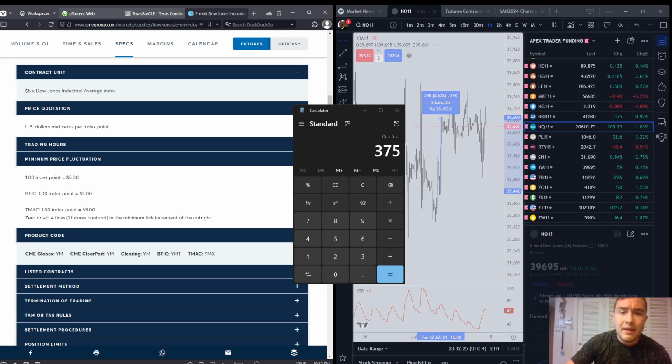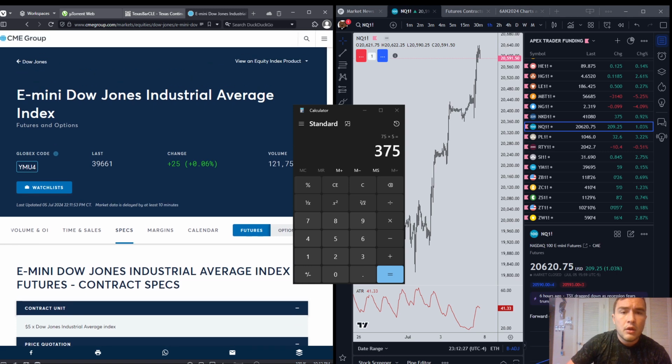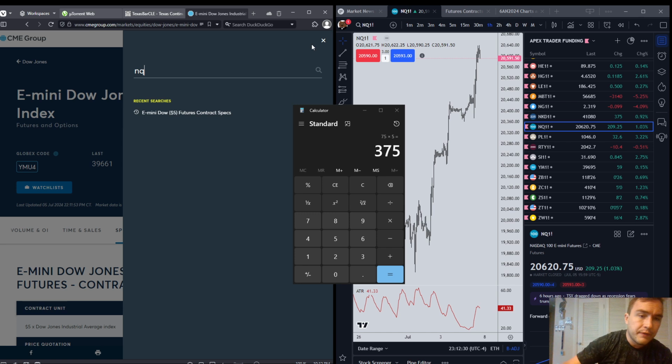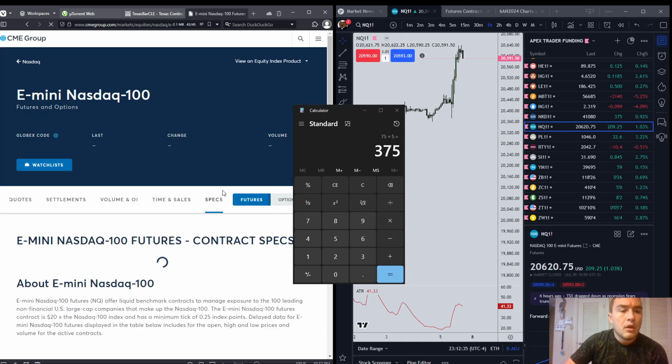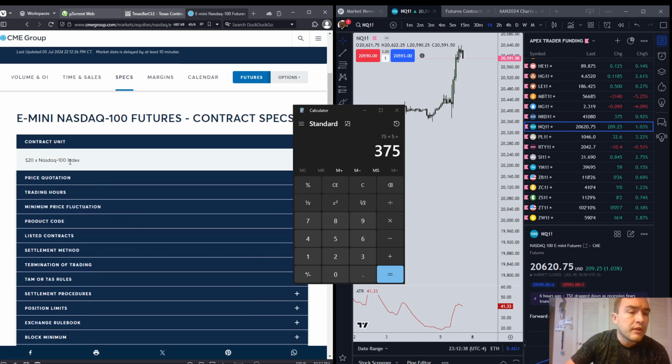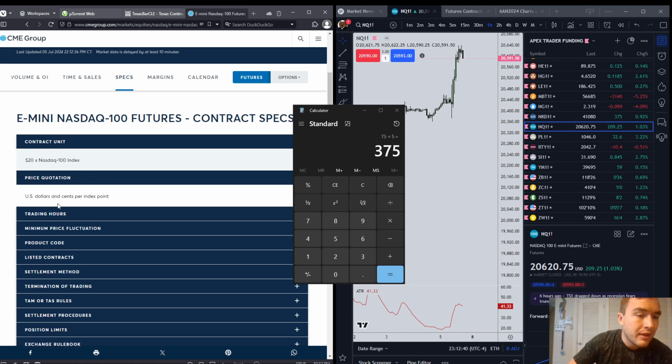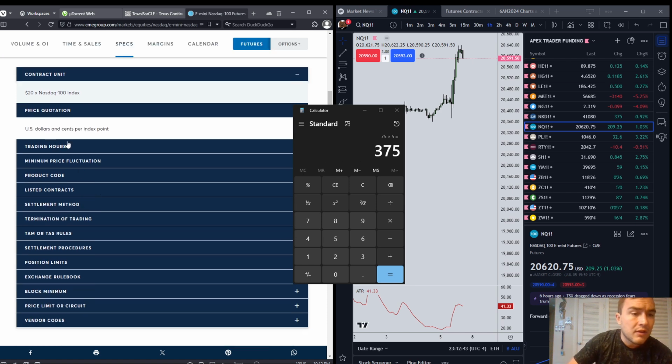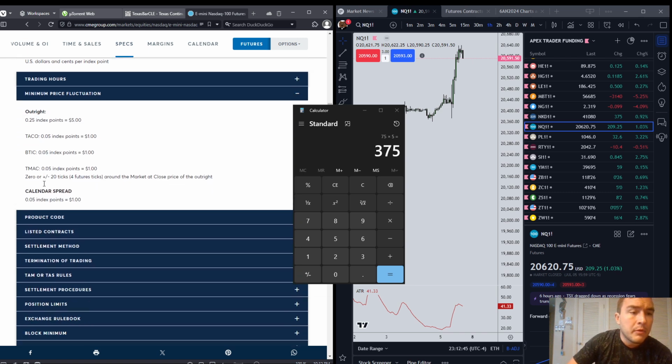Let's move on to the NASDAQ, everybody's favorite, the NQ. Talk about the contract specifications for the NASDAQ. Contract unit is $20 times the NASDAQ 100 index. Price quotation is US dollars and cents per index point. Minimum price fluctuation is 0.25 or 1/4 index points is $5. So what you need to know about the NASDAQ is that it's $5 a tick, $20 a point. Again, that's $5 a tick, the minimum price fluctuation, $20 a point.